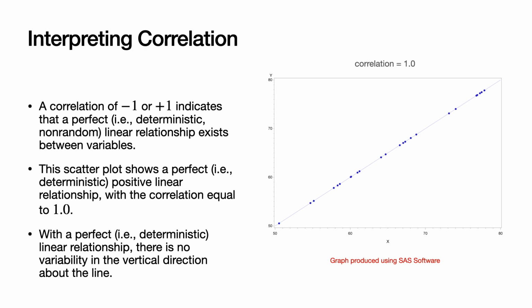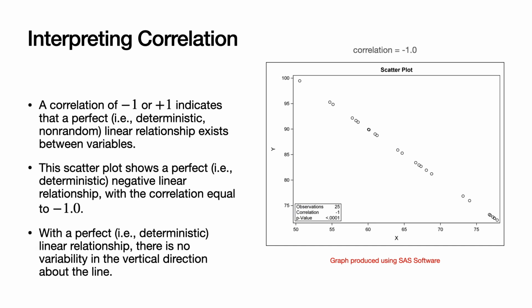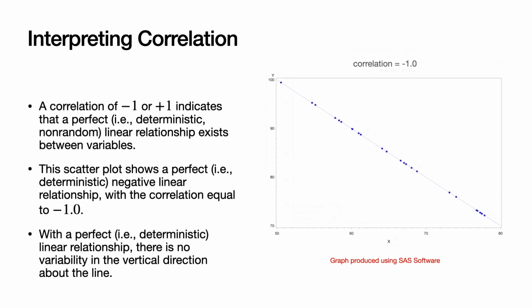It's positive because this linear relationship is positive, and it's 1 because it is a completely deterministic relationship. Similarly, we have here an example where the points fall perfectly on a line that has a negative slope. And so because of the negative slope, the correlation is negative, and because the points all fall perfectly on that line, the correlation is -1. We have a perfectly deterministic linear relationship between the two variables.